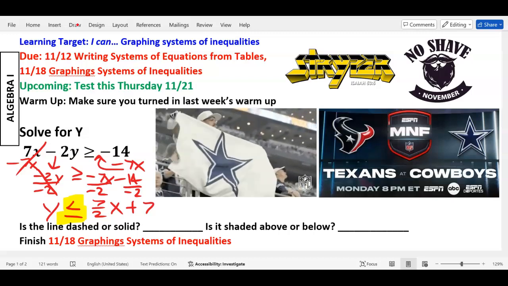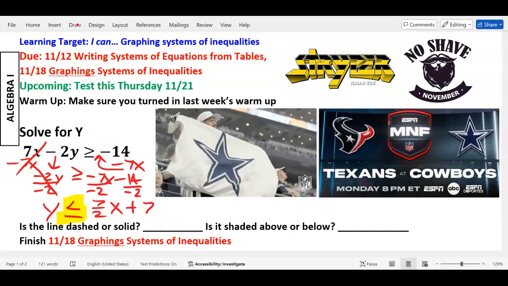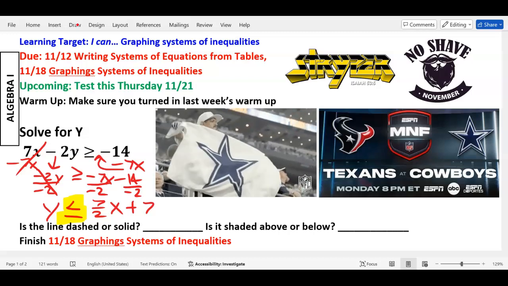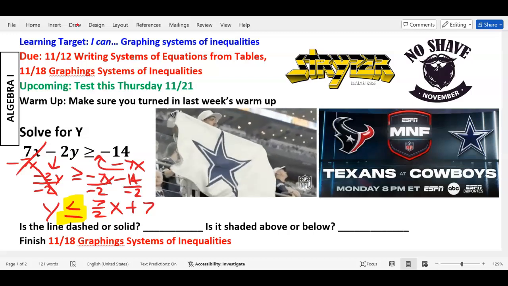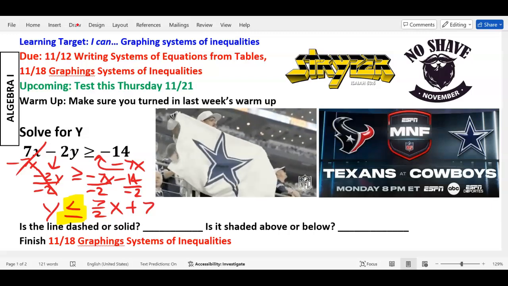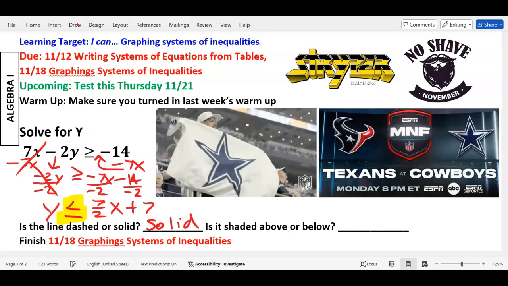Is the line going to be dashed or solid? Let's see. All right, dashed or solid? If it's underlined, what's that mean? Solid. Underlined inequality is solid. There's no gaps in the line. Solid line. It equals the line.